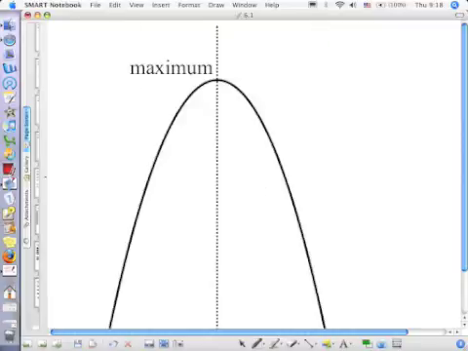If it's opening down, where this sits on the y-axis, however high you go, that's your maximum value. Okay, so if we're at +4 on the y-axis, our maximum value is 4. If this vertex was 5, 4, what's the maximum? 4. The y-coordinate, 4.